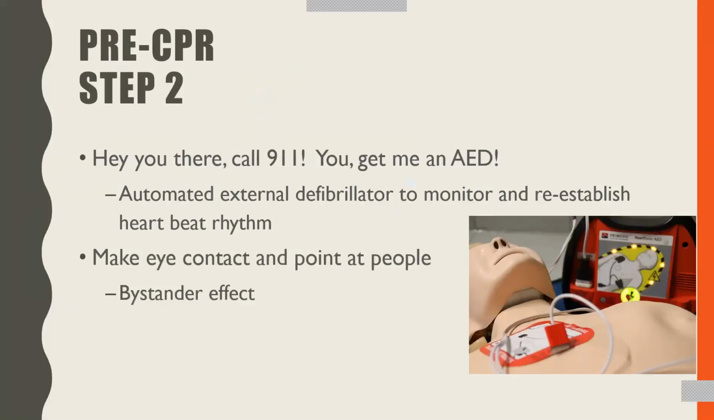Now, what's important about making sure that you make eye contact and you point at people and tell them what to do is to get around something called the bystander effect. Basically, the bystander effect is when there are a lot of people around, responsibility is diffused. If you just yell out loud, someone call 911, everyone's going to think it's someone else's responsibility to do it. So just make sure that you're pointing at people and being very deliberate: hey, you with your phone out, call 911. You standing around looking, go see if there's an AED in this building or in the vicinity.